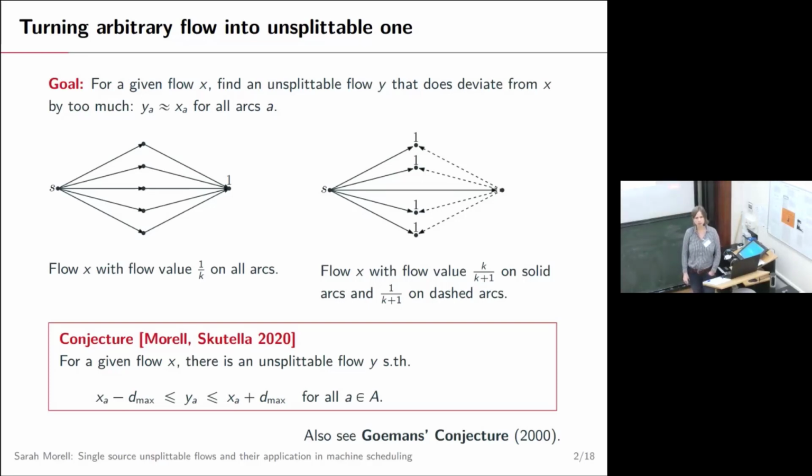This is the best that we could expect, but this is not what we've shown. This is actually related to Goemans' conjecture from 2000. Michel was focusing on upper bounds here and was working with costs on the arcs in the graph, which is a slightly different problem, but it's closely related and inspired by this conjecture.